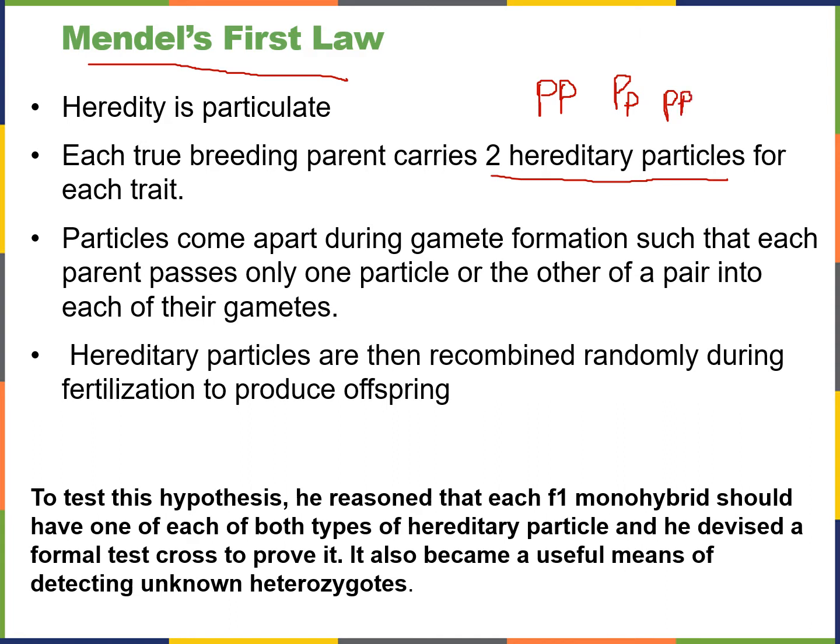Particles come apart during gamete formation such that each parent passes only one particle or the other of a pair into each of their gametes. And we talked about this in meiosis, how meiosis actually works. So that's how we get the 4 at the end of meiosis. Hereditary particles are then recombined randomly during fertilization to produce offspring.